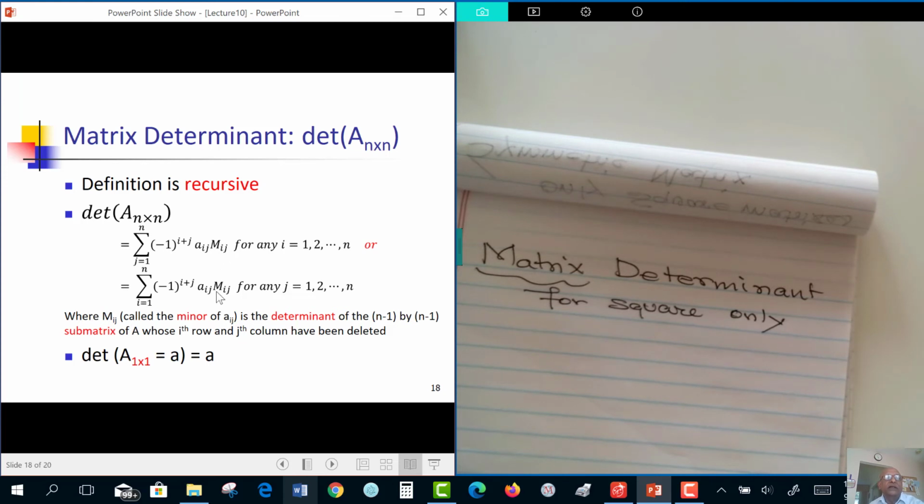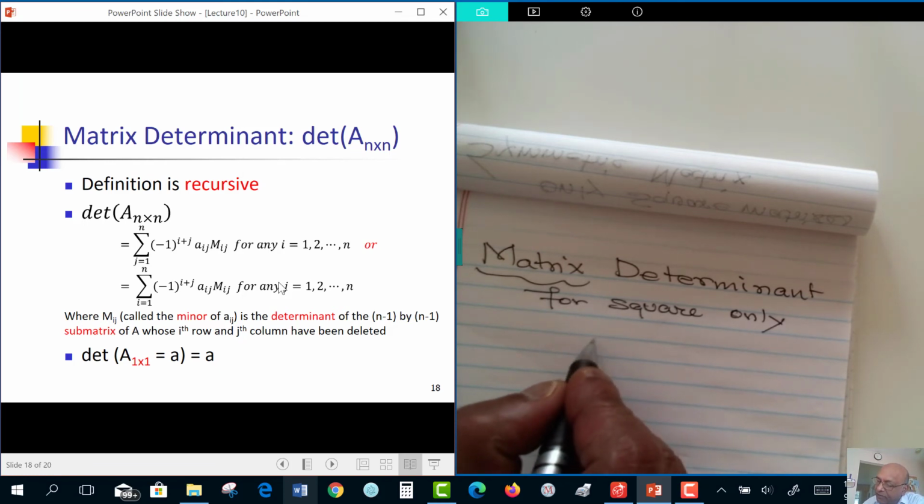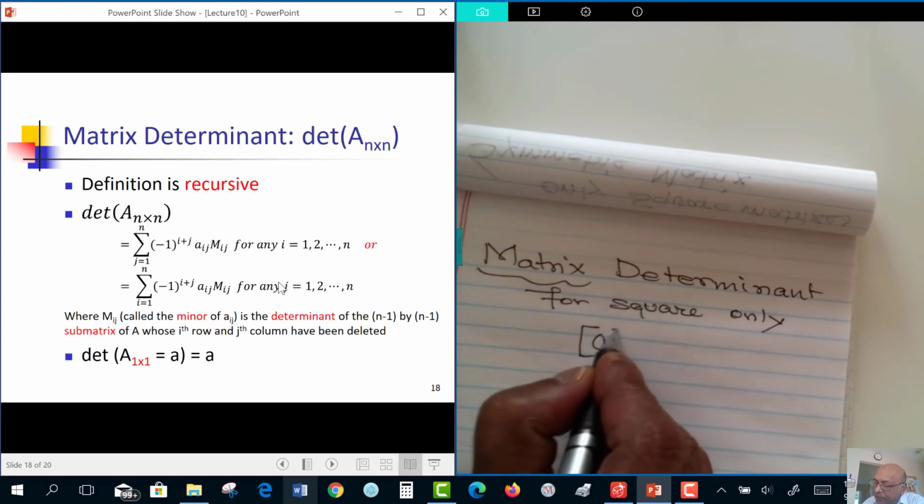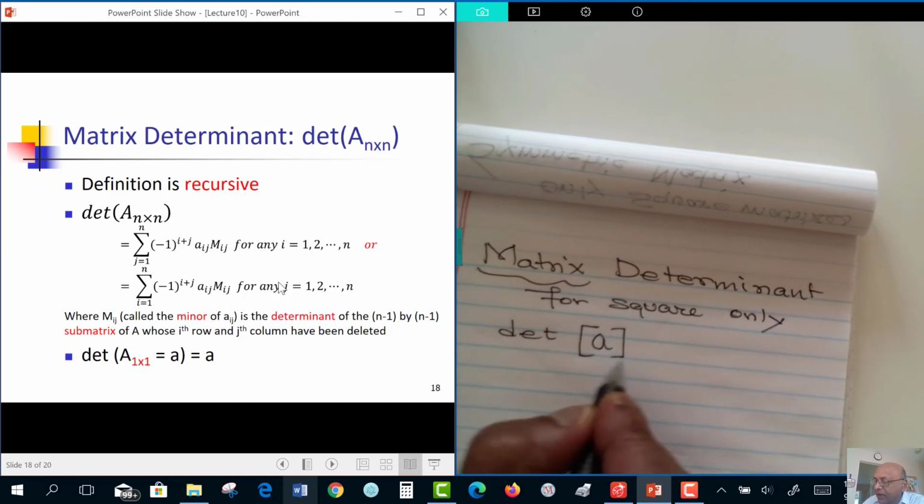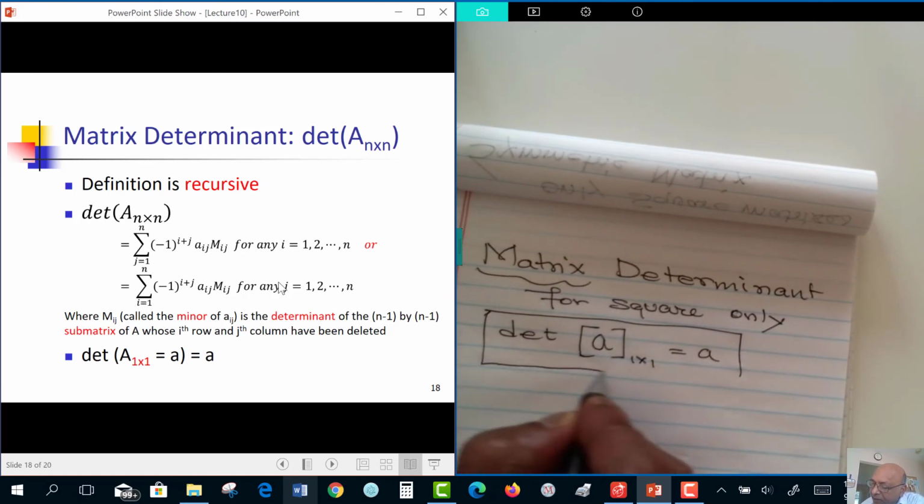So what is a minor? A minor itself is the determinant of the smaller matrix when we remove row i and column j. So this becomes a kind of recursive definition, because to define determinants, I'm using the word minor, but then the minor itself is the determinant of some other matrix. But let's start with a 1 by 1 matrix. So suppose we have a 1 by 1 matrix. The determinant of this 1 by 1 matrix is the element itself. And then we build upon it.